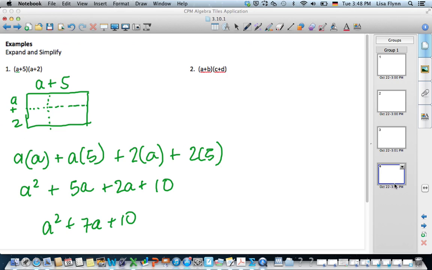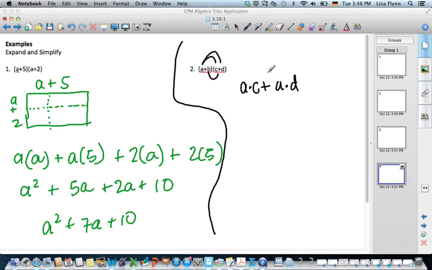So let's go back to the last example here, and let's solve this one without using an area model. Yeah, let's just do foiling. Okay, so first terms, A times C. Outside terms, A times D. Inside terms, B times C. And last terms, B times D. So I'll just write it without my multiplication symbols. AC plus AD plus BC plus BD.